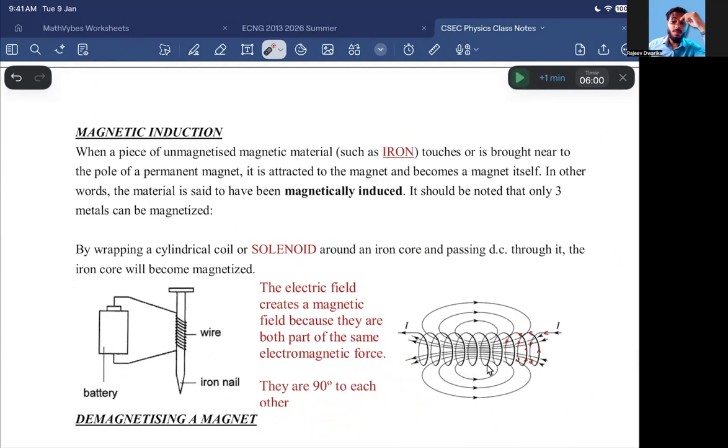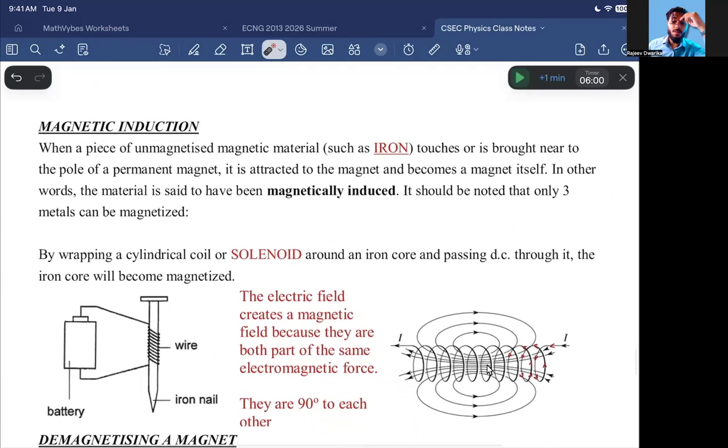Right, so let's look at magnetic induction. I would have talked to you guys about this already. Give us a read from Jadon. When a piece of unmagnetized magnetic material such as iron touches or is brought near to the pole of a permanent magnet, it is attracted to the magnet and becomes a magnet itself. In other words, the material is said to have been magnetically induced. It should be noted that only three metals can be magnetized. You understand that? Yes, sir.